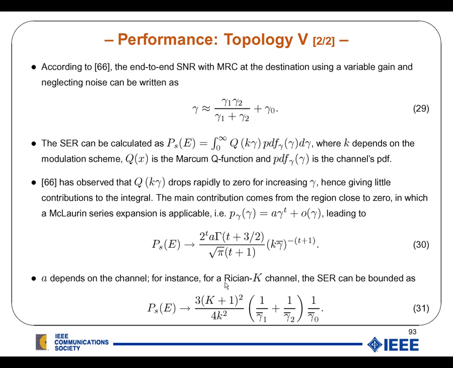For instance, the Rician K channel gives an upper bound on the symbol error rate, which is given right here. Now, the interesting thing is that the upper bound increases with K increasing, meaning with the channel becoming better, my symbol error rate actually goes up. Now, that is an interesting mystery, and I'll leave that for you to solve.